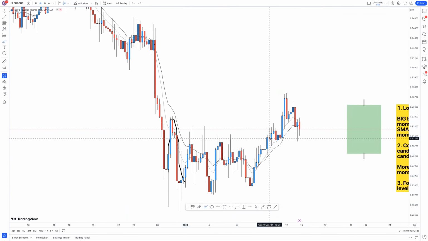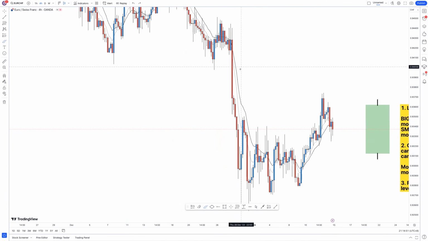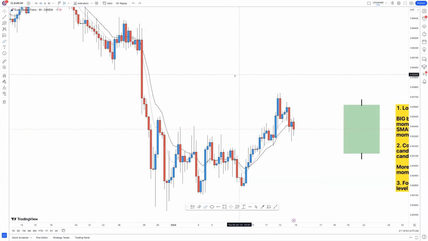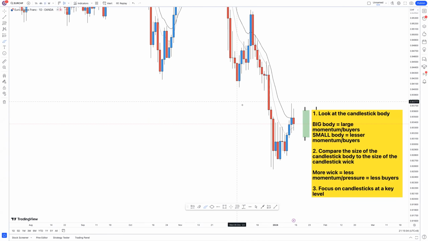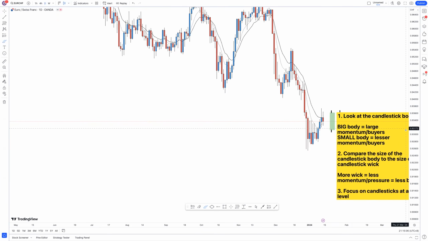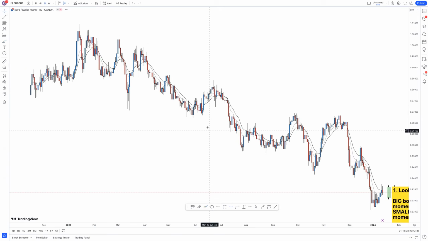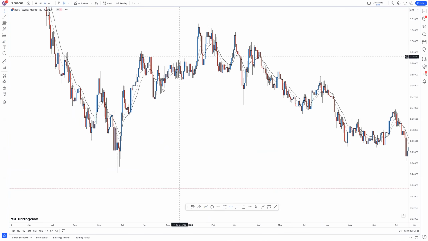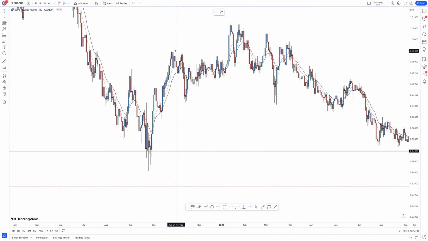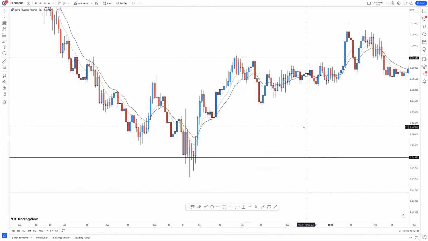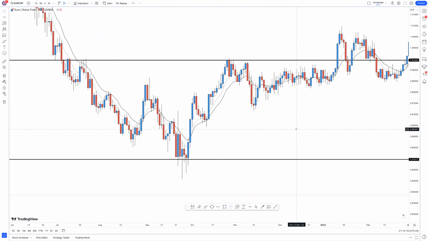In this case, you need to fall back to the principle that you should only be focusing on the candlesticks that are at a key level. That means you should not care about candlesticks in the middle of nowhere. You should only care about candlesticks at a key level, right? So back to support and resistance levels. Let's say we have identified a support level right here and a resistance level right here.